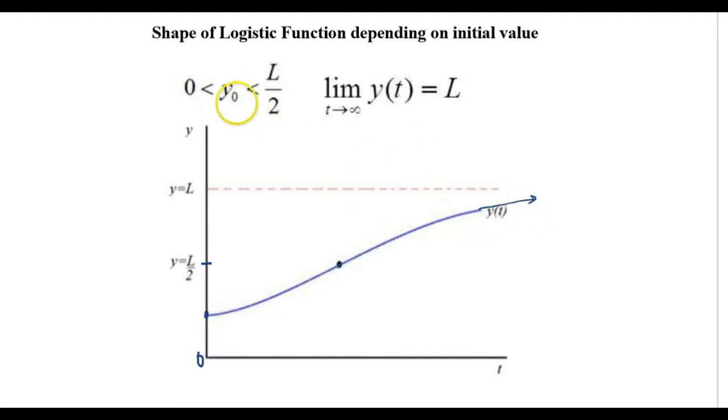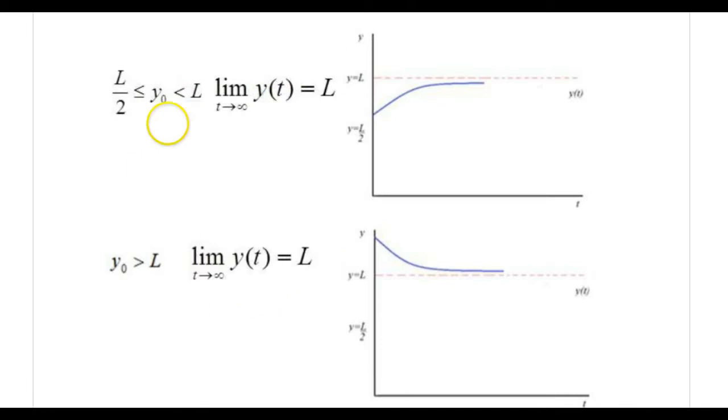It's specifically the case when the initial value, the initial population, is between 0 and half of the carrying capacity. The other possibility is if the initial population is between half of the carrying capacity and the carrying capacity. So in other words, it's between L over 2 and L. And then the graph would just look like the concave down portion that is approaching the carrying capacity.